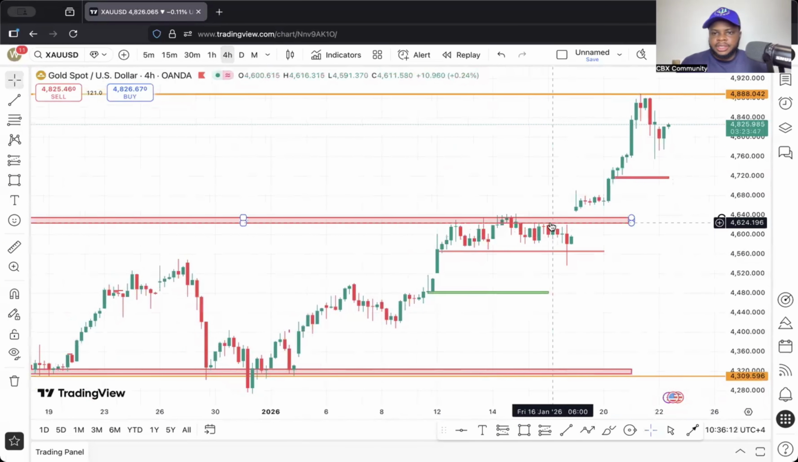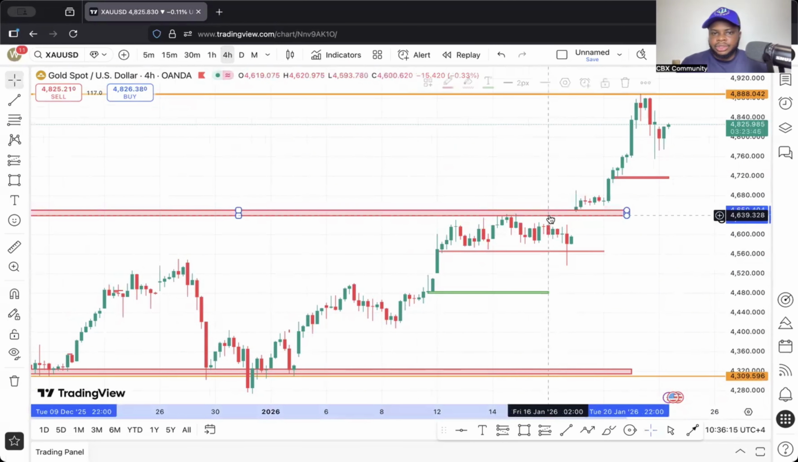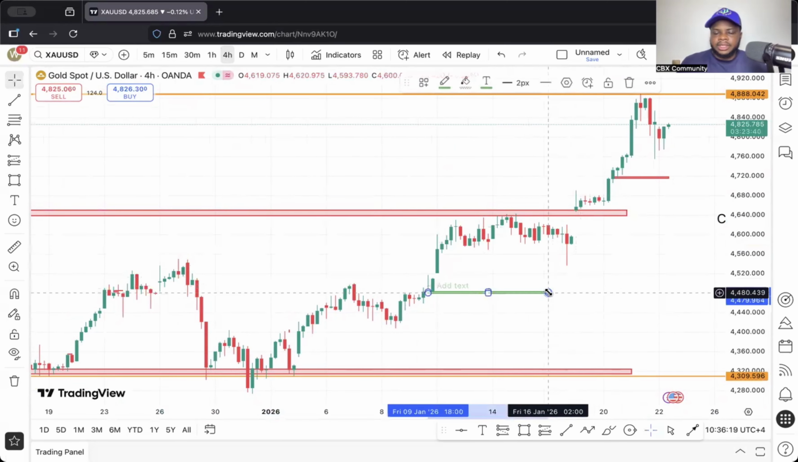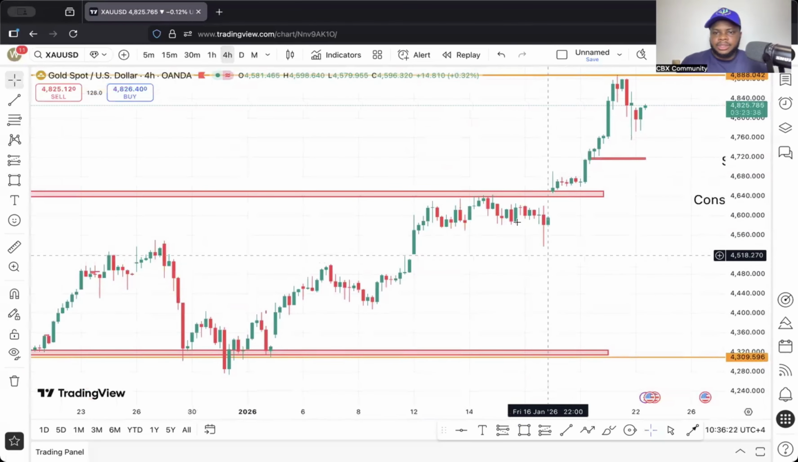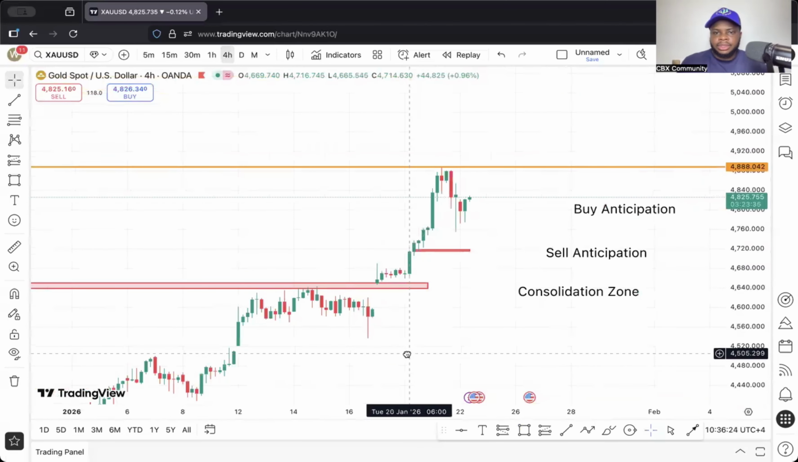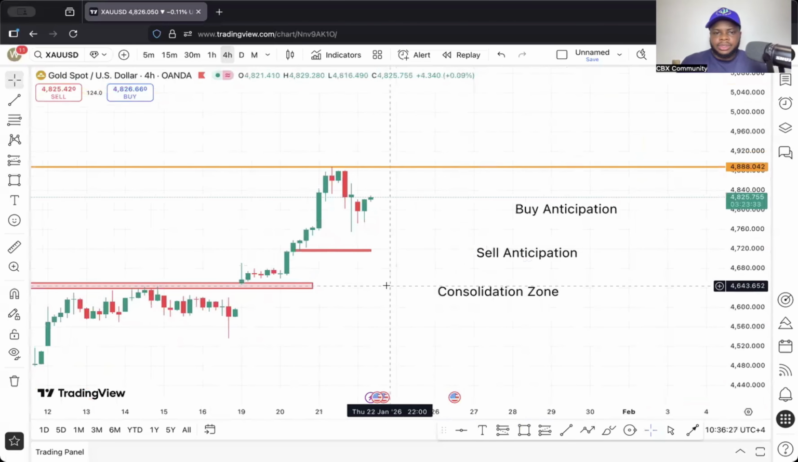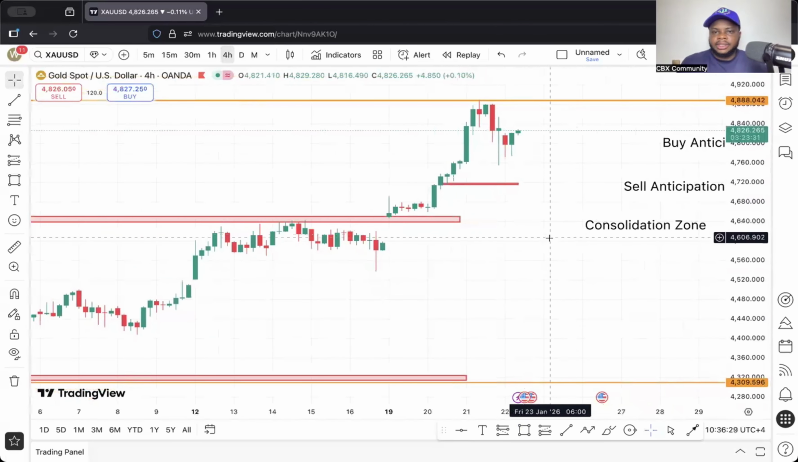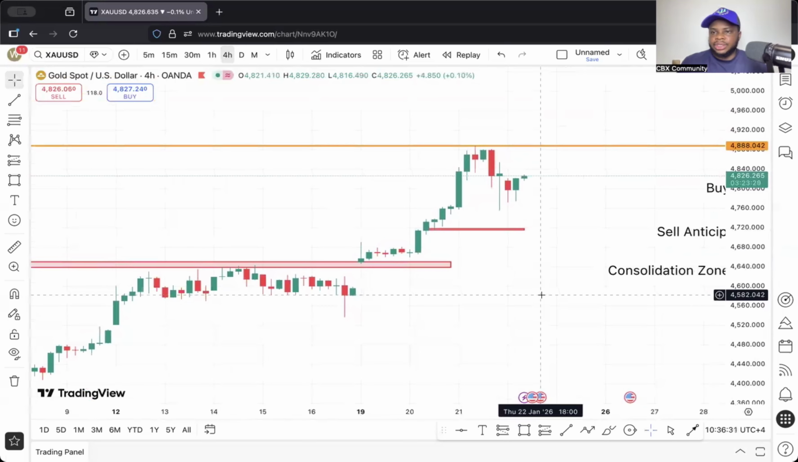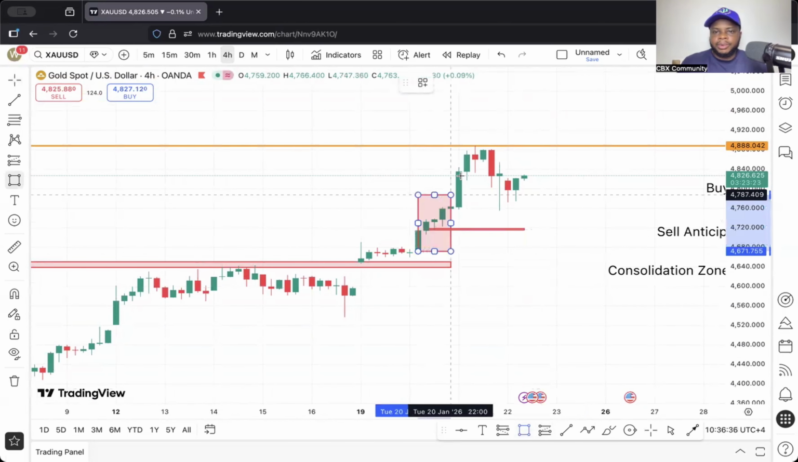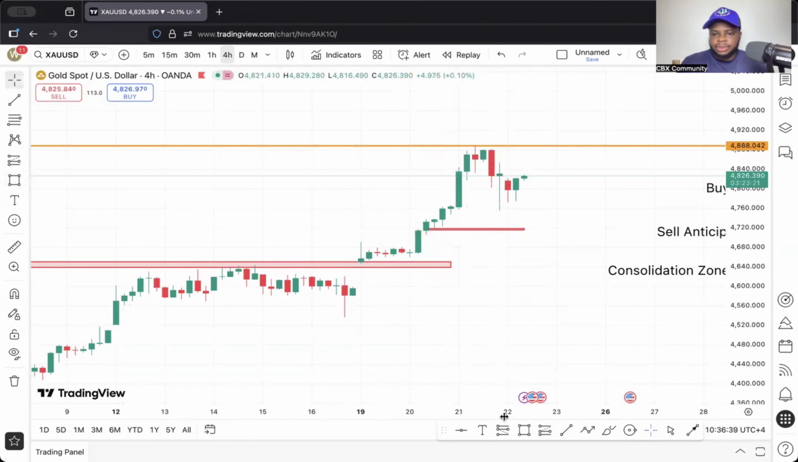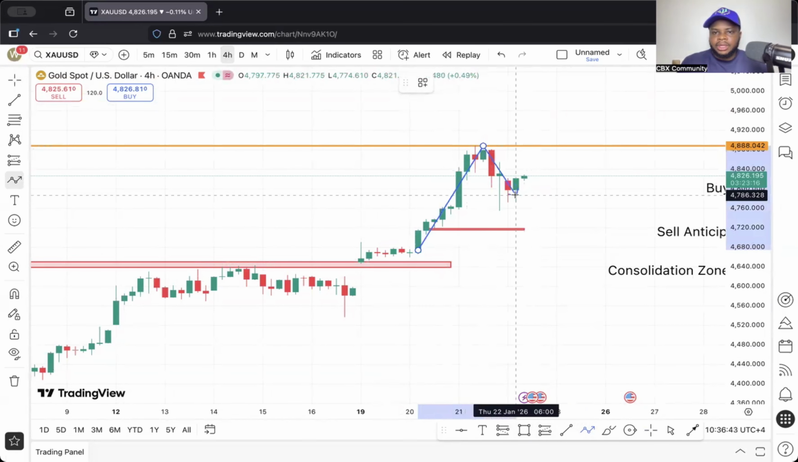So this is the resistance zone that we just drew right now. I understand that we don't need any of this. Let's delete them. This zone is a consolidation zone. Looking at the condition of the 4 hours, we are in a consolidation zone because the candle has moved up, then the candle decided to come down.